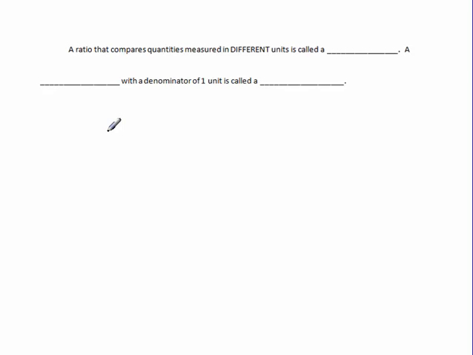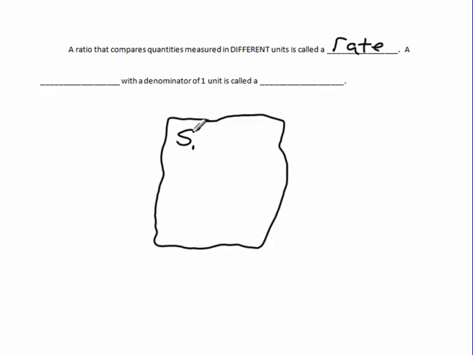Now, a ratio that compares quantities measured in different units is called a rate. So different units, like miles per hour, right? Where we would have, so like a road sign, and it'll say speed limit, and then I'll have a big 55, and then MPH. That MPH means 55 miles per hour. This is a rate at which your car can travel.